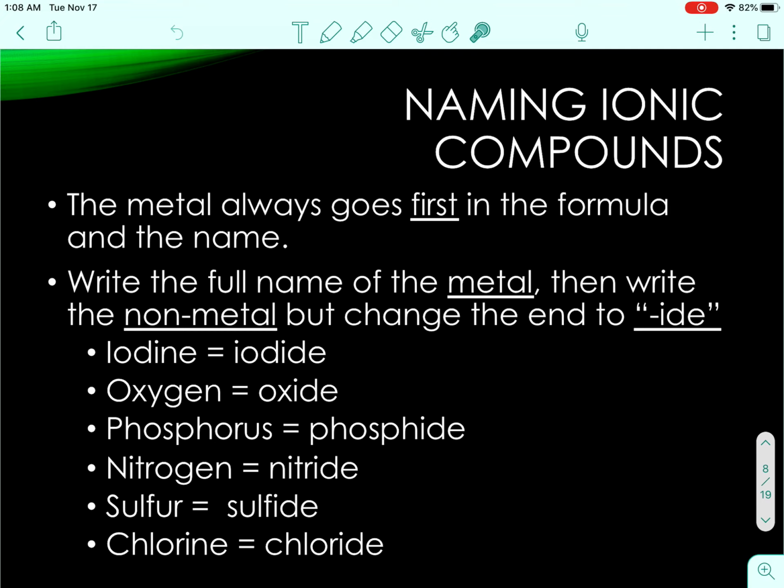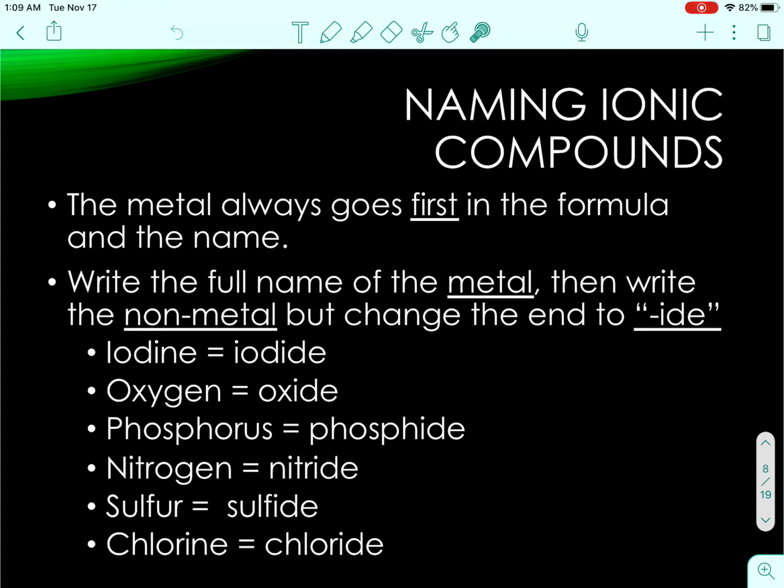And then the non-metal goes on the end. And there's one thing that we change about the non-metal, and that's the end of the name. We change it to ide. So some common non-metals that we'll use in our compounds are iodine. So iodine, the ending gets changed to ide, and the whole thing with the ending becomes iodide. Oxygen, there's no really easy place to take it off, so we just take it off pretty much at the beginning. So oxide.